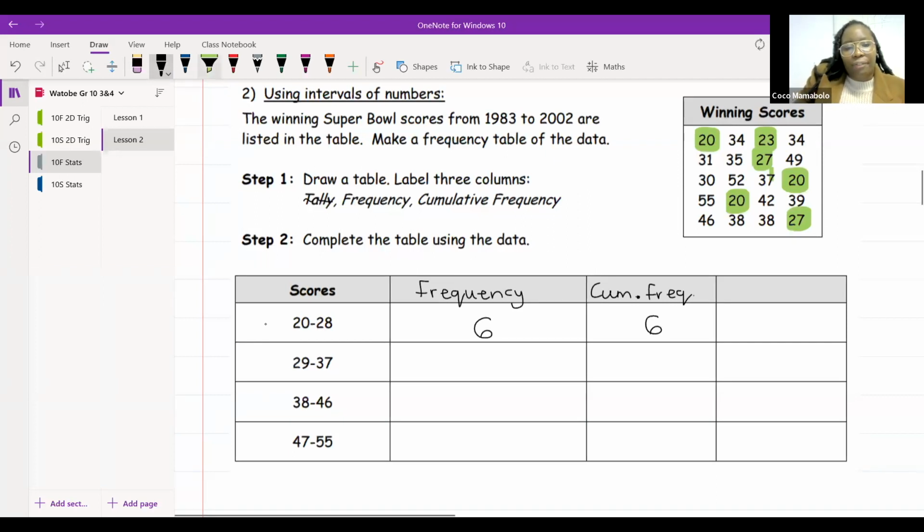Now, let's look at how many go under the 29 to 37 column. There's a 27 there. There's a 34 and a 34 and a 31 and a 35 and a 30. Oh, these are a lot. Okay. How many of those do we have? 6 again. Good. Now, explain to me what's going to happen to my cumulative frequency. What's my new value going to be? It's going to be 12. Good, because we're going to take 6 plus 6 and add those two together, correct? Yes. Excellent. Beautiful. All right, let's keep going.